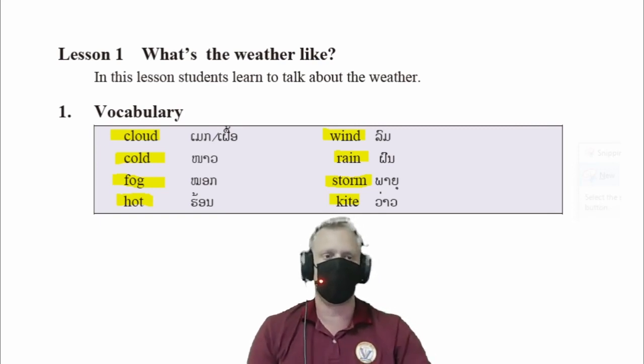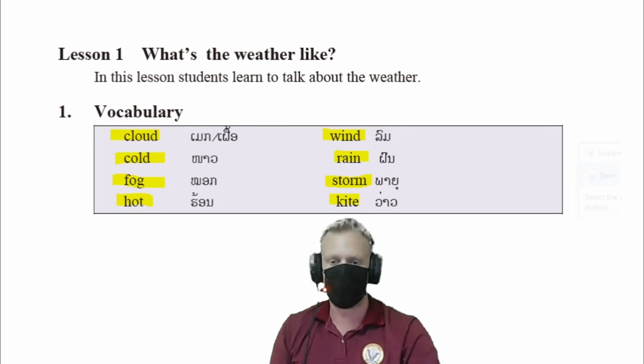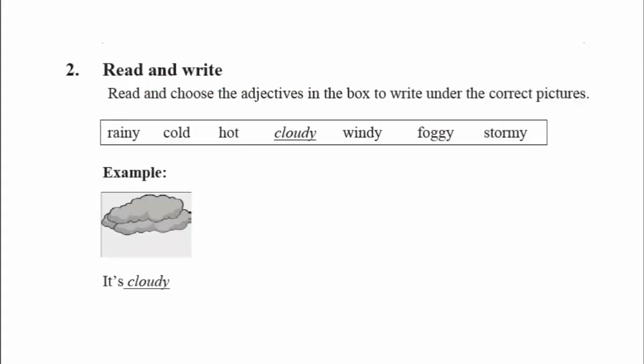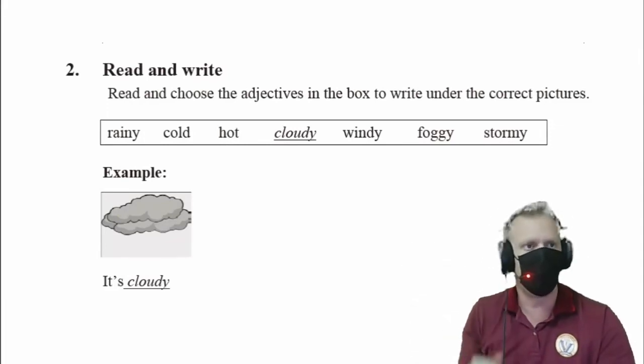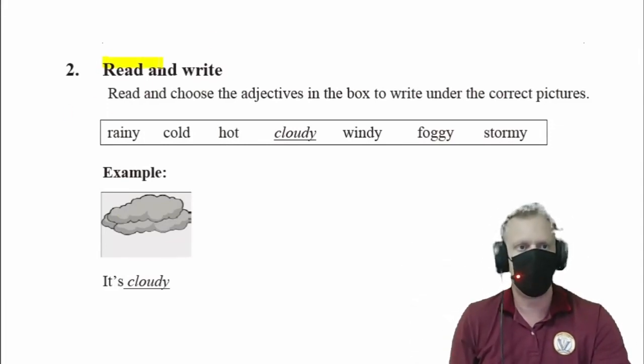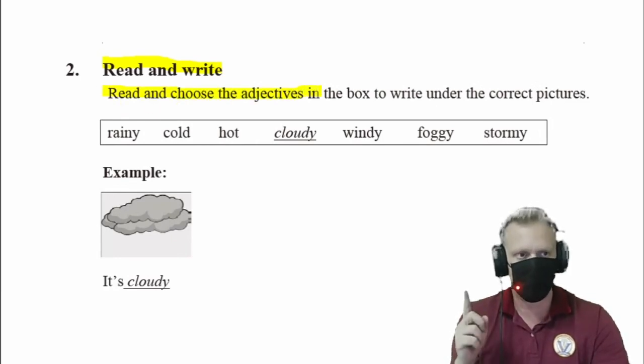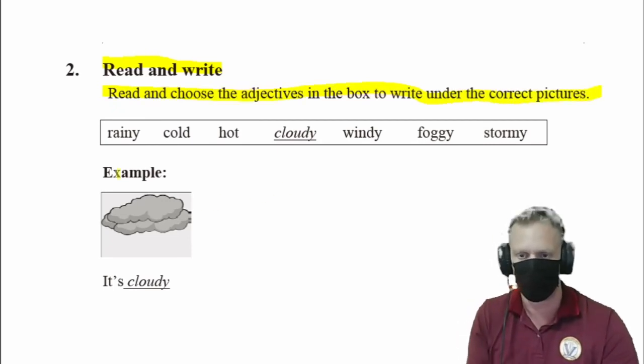Okay, let's take a look at our next activity. Our first activity is number 2. Yes, number 2. Read and write. Read and choose the adjectives in the box to write under the correct pictures.